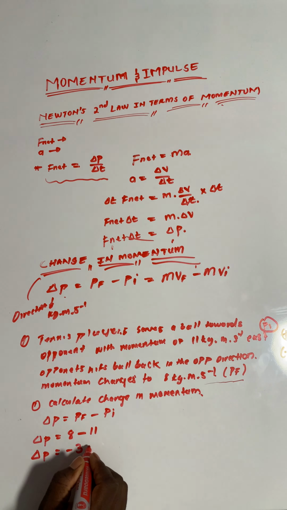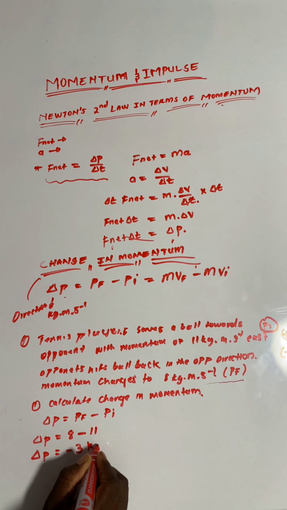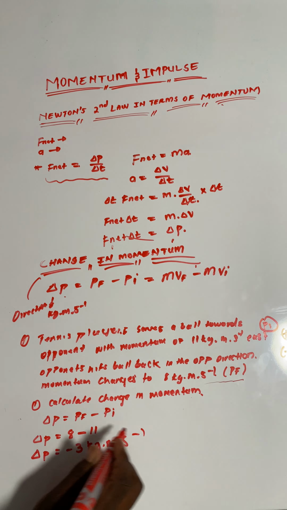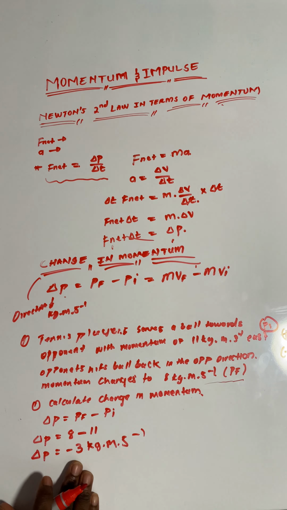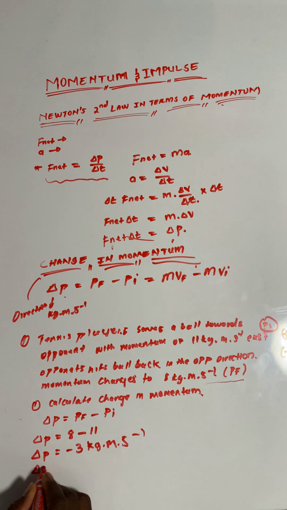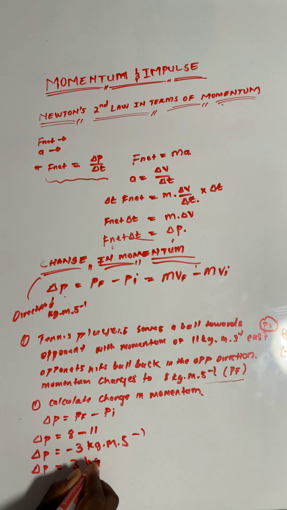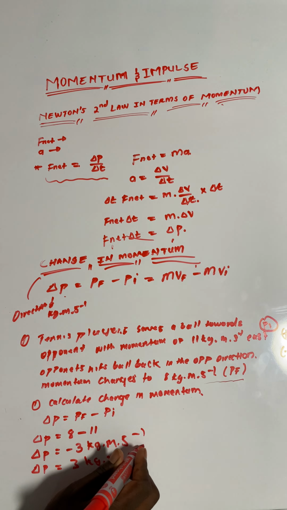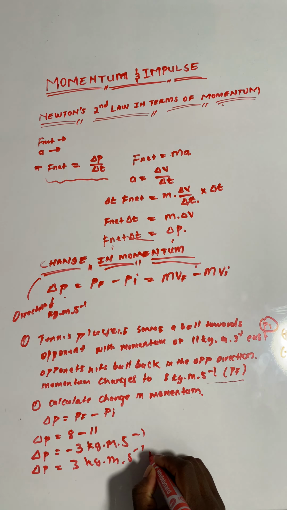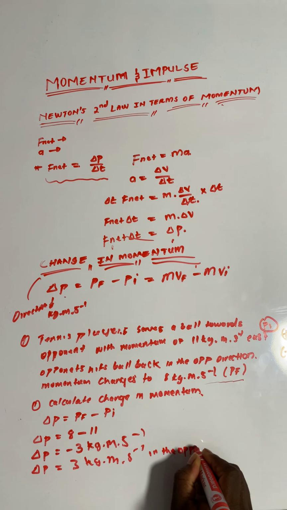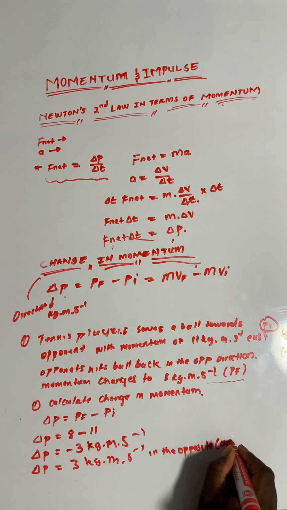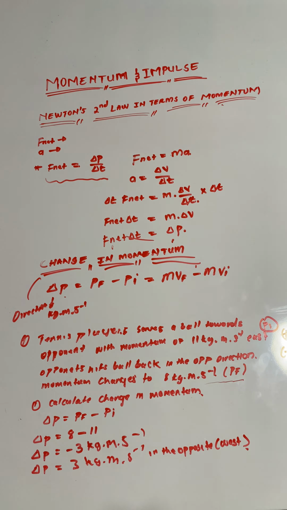So that would be a negative 3 kilograms per meters per second. But remember, when you write this momentum, don't include the negative. This just tells you that this is in the opposite direction. So in other words, we would say that the change in momentum is equal to 3 kilograms per meters per second in the opposite direction, or west. Right. So I hope that this makes sense, guys, and I did not confuse you at all.